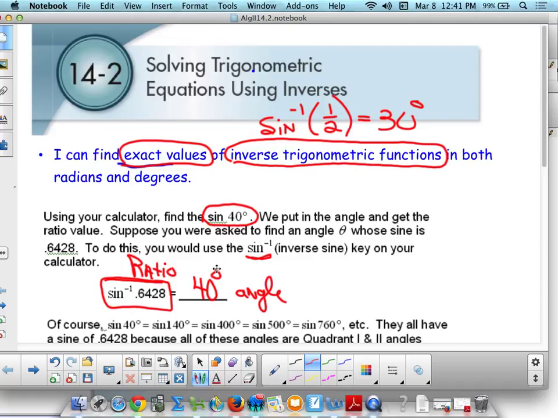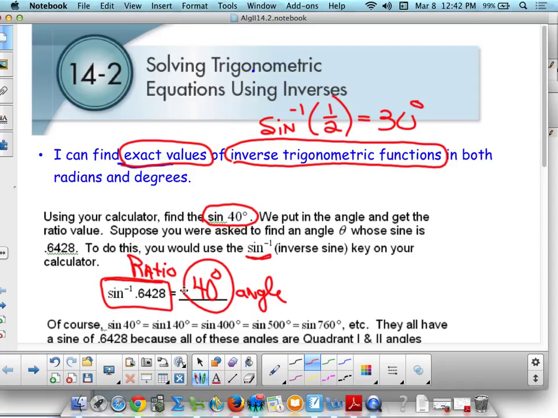But it says here, of course, sine of 40 is the same as sine of 140, which is the same as 400, 500, 760, etc. So there's so many answers. Your calculator was programmed to tell you this answer. Why? Why was your calculator told that? Because we have to get one answer for a function.